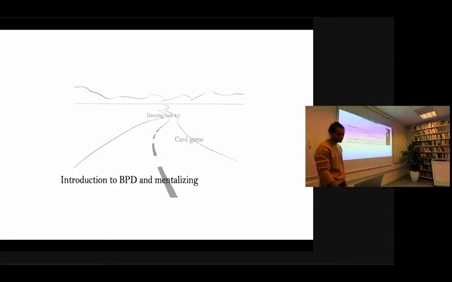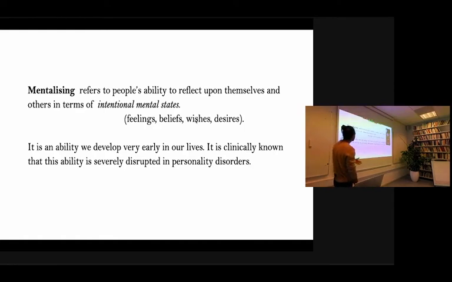So let's start with an introduction. What is mentalizing? Mentalizing refers to people's ability to reflect upon themselves and others in terms of intentional mental states. Intentional mental states, what does it mean? Feelings, beliefs, wishes, and desires. As you can imagine, if I go and reach for a knife, what am I going to do with it? If I'm a chef, I might be wanting to use that knife to cut some veg or some meat, but in another context, this could be a very worrisome action that I'm performing. So inferring the hidden states in people's minds when they're performing actions is a very important problem that we need to be able to solve for survival as a social animal.